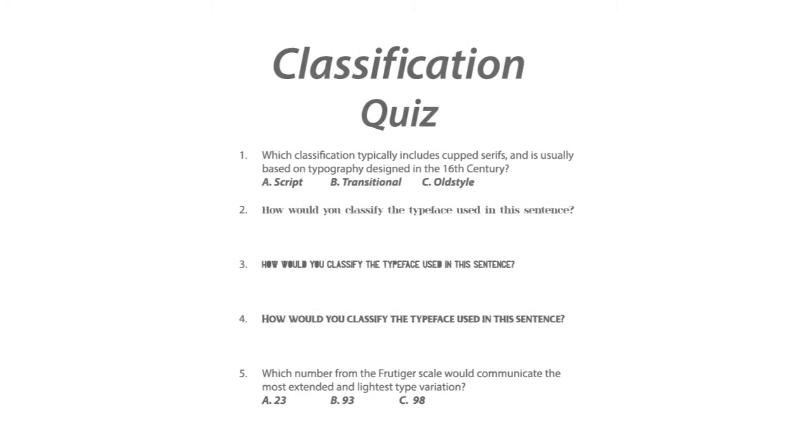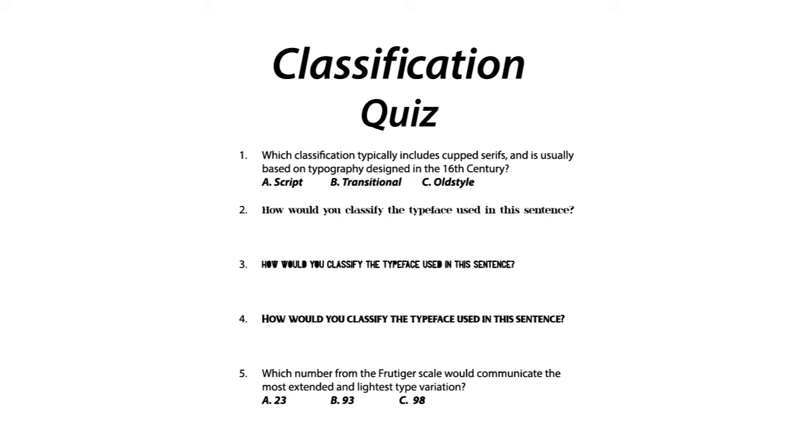Alright, so let's cover the actual answers to this classification quiz. Starting off from number 1, let's just go through the list. Which classification typically includes cupped serifs and is usually based on typography designed in the 16th century? We have 3 different choices here. Let's go through the list and determine if it makes sense or not.